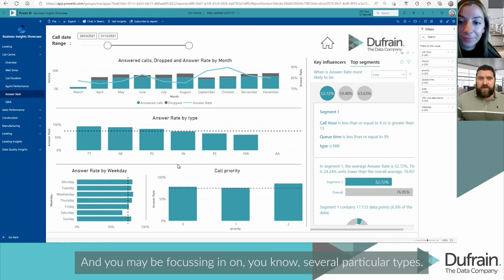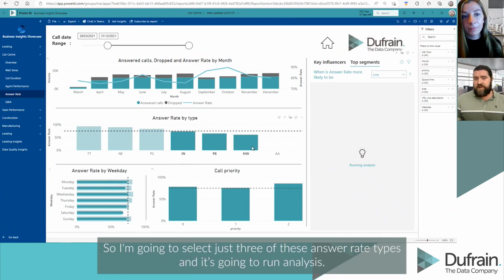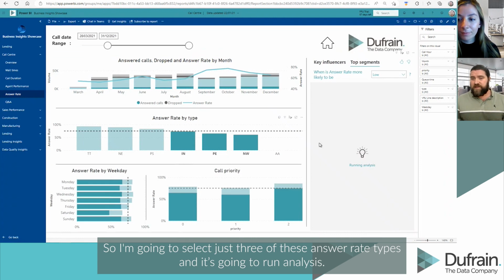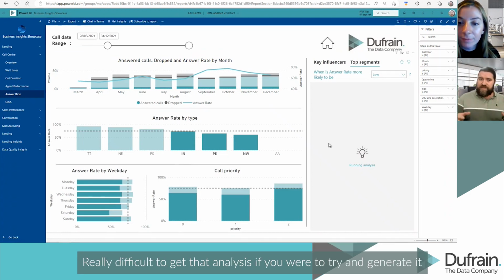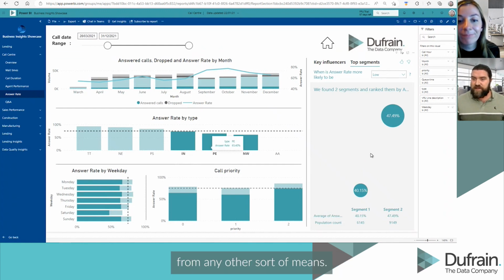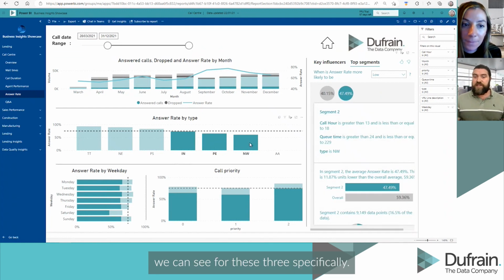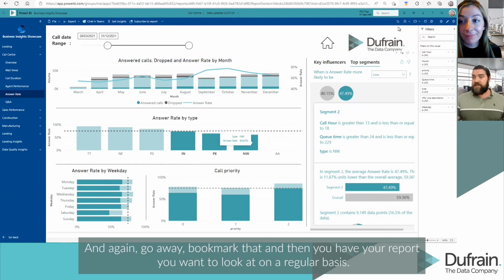Absolutely, yeah. And you may be focusing in on certain particular types. So I'm going to select just 3 of these answer rate types. It's going to run analysis. It's really difficult to get that analysis if you were to try and generate it from any other sort of means. So we've got a completely other bin here. We can see for these 3 specifically. And again, go away, bookmark that, and then you have your report you want to look at on a regular basis.